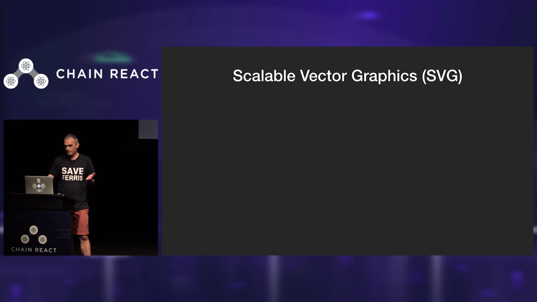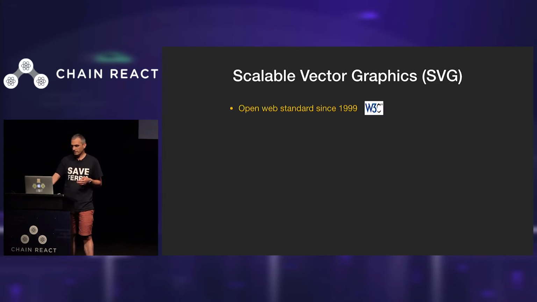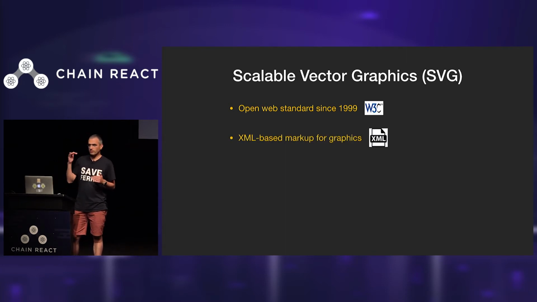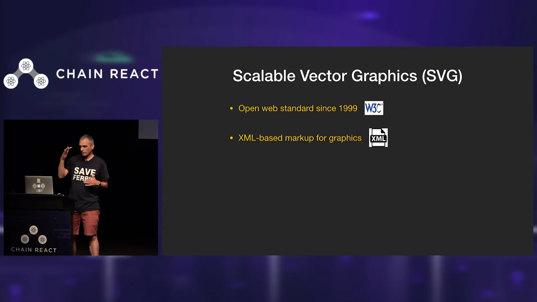So what is SVG? It stands for Scalable Vector Graphics. It's been a web standard for a while, since 1999. It's pretty old. What it actually is, is XML-based markup graphics. So we all love XML-based markup. It's the parent node and the child node. HTML works like that. The native works like that. Of course, React and React Native.